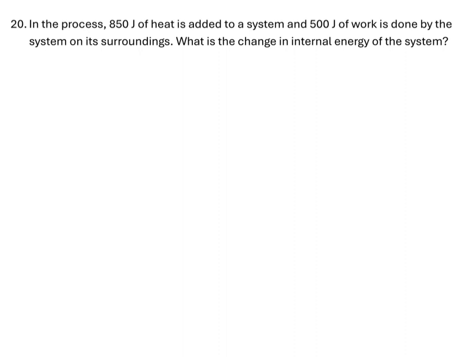Next problem. In the process, 850 joule of heat is added to a system and 500 joule of work is done by the system on its surrounding. What is the change in internal energy of the system? So the question is talking about heat, work and internal energy. That means we have to apply the first law of thermodynamics, which is ΔU = Q − W, where Q is the heat and W is the work done by the system.